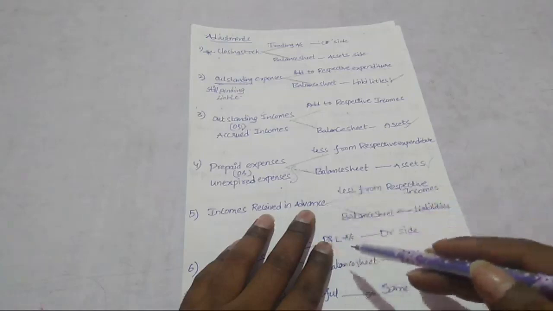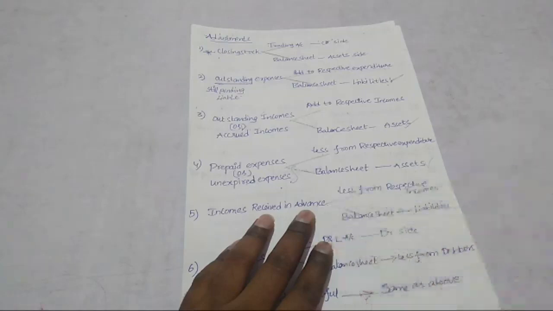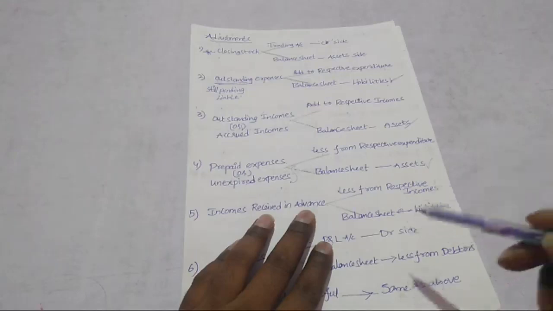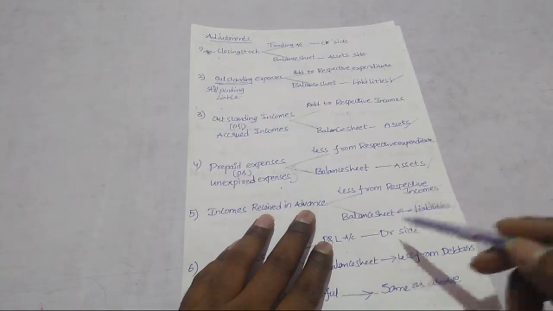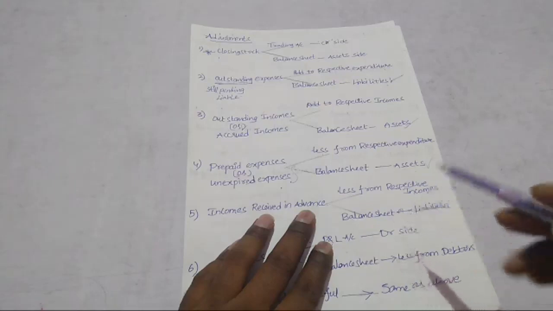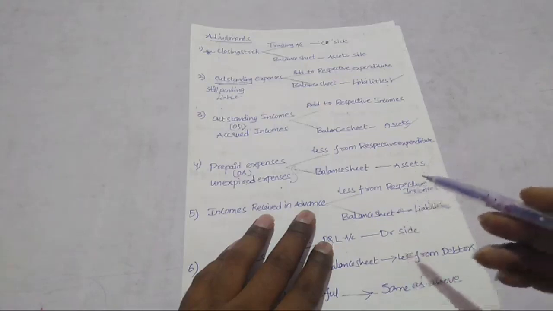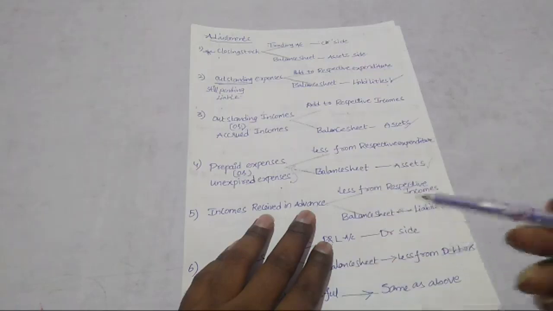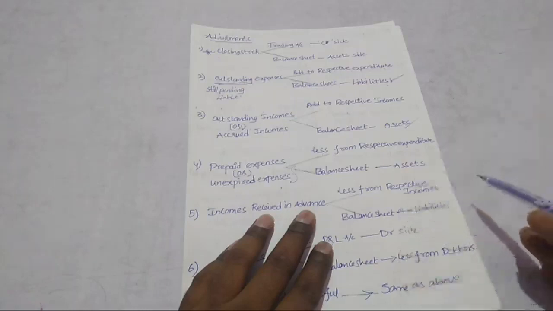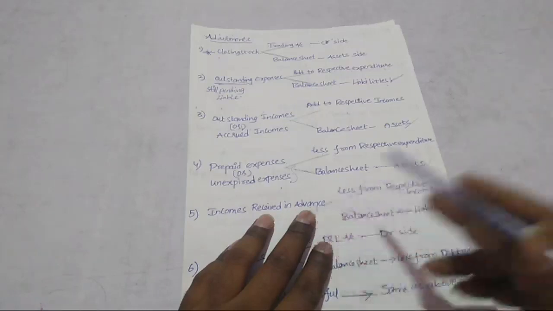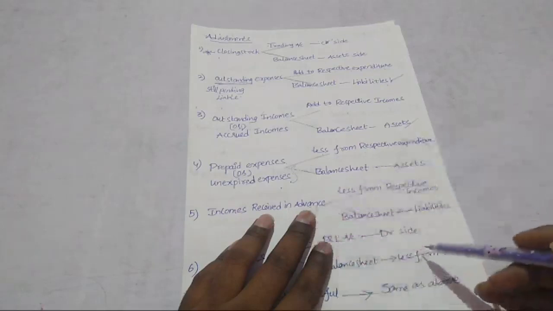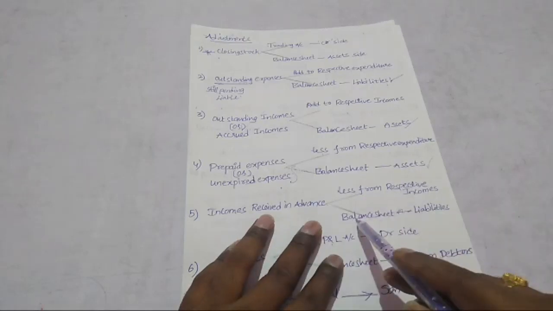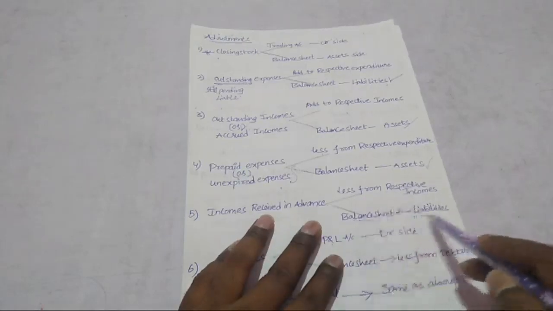So commission received in advance is related to the future, but we are dealing with the present accounting period. The expenses and incomes which are related to the current year must be added, and the expenses and incomes which are related to the past or future must be deducted, as we require the current accounting status. So income received in advance means next year's amount we have received in the current year. So we need to deduct it from the respective incomes, and then write it on the balance sheet liability side.